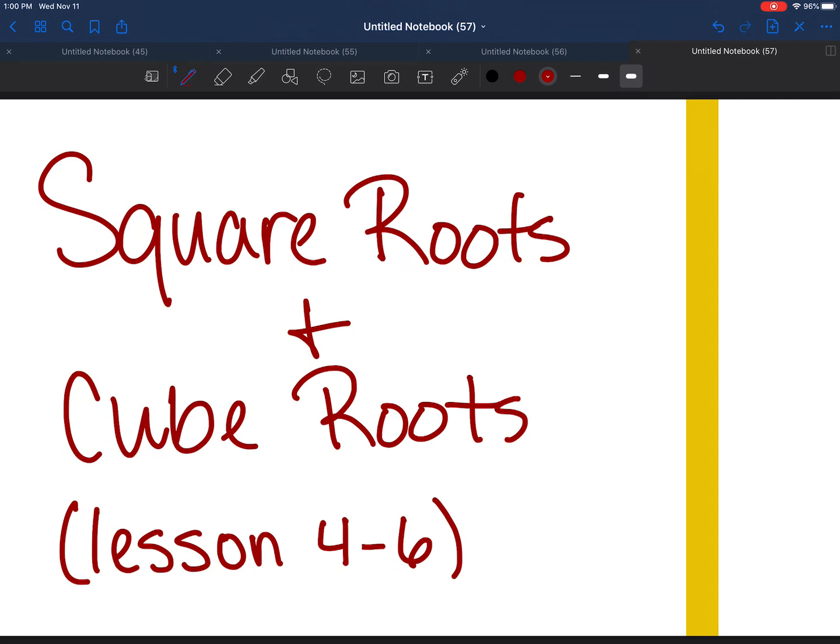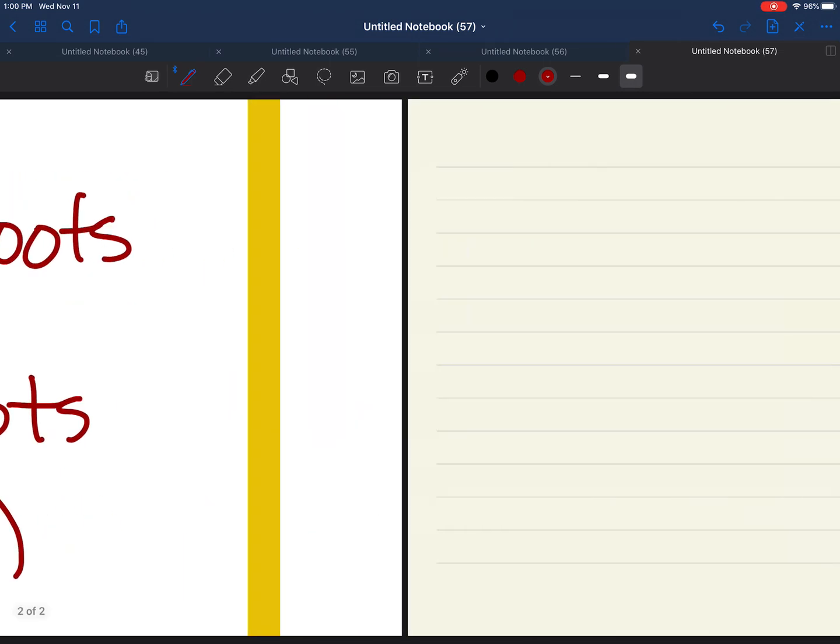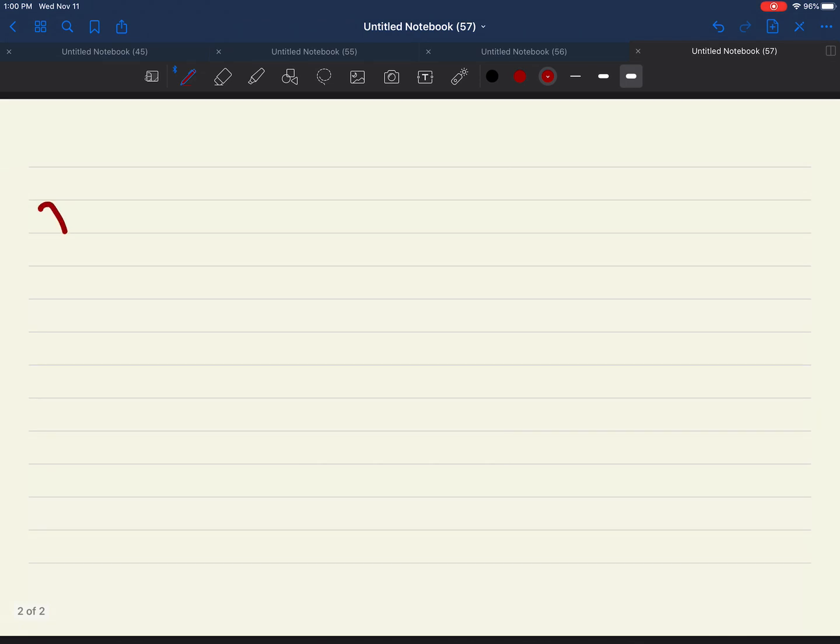By itself, okay? So when we think about the square root of a number, you need to ask what number times itself would give you the value underneath the square root, okay? So for this first one, if I wanted to find the square root of 9, you need to ask what number times itself is 9? 3, okay? So the square root of 9 is equal to 3.